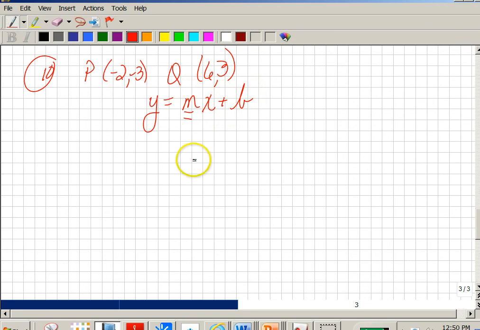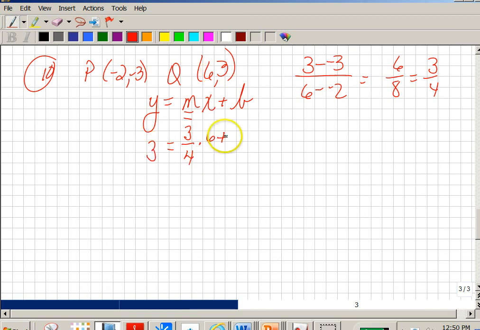Well, you need to find m, which is the slope, so we go y2 minus y1, there it is, 3 minus negative 3, over x2, 6, minus x1, negative 2, equals 6 over 8, which reduces to 3/4. There's our slope. Let me fill it in for m. Now you want to find b, so you just sub in for x and y. Either point, if you don't like the negatives, stay away from them and use the second point, which I'll do. 6 for x, 3 is y, plus b.